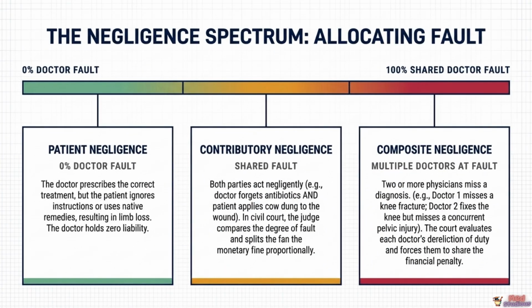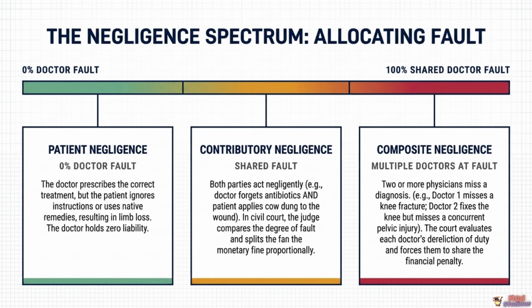Medical negligence is rarely black and white. The law provides a sophisticated framework for allocating fault along a spectrum, recognizing that harm can arise from the actions or inactions of multiple parties simultaneously. At one extreme is patient negligence, where the doctor bears 0% of the fault. Consider a scenario where a physician prescribes the correct antibiotic regimen for a wound infection, but the patient ignores the prescription and instead applies traditional cow dung to the wound, resulting in sepsis and limb amputation. The physician prescribed correctly and appropriately. The harm was entirely the patient's own doing. The doctor holds no legal liability whatsoever.